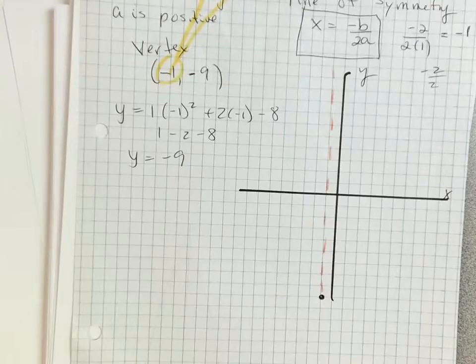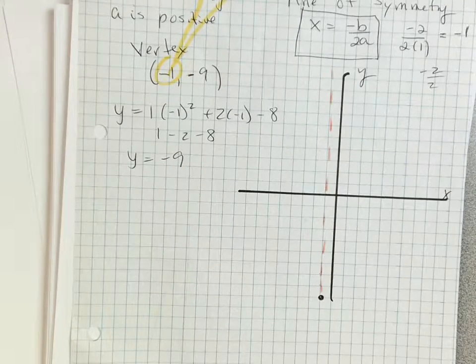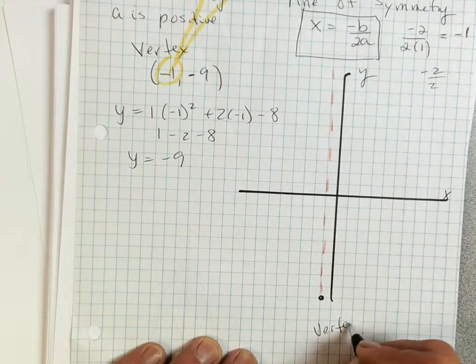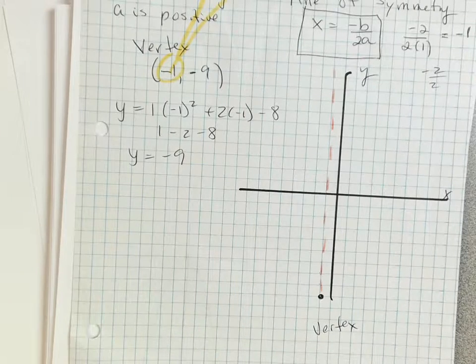That's going to be my lowest point, right? That's my vertex. And it's going to go up from there. Does that make sense? It's going to go up from there, okay?